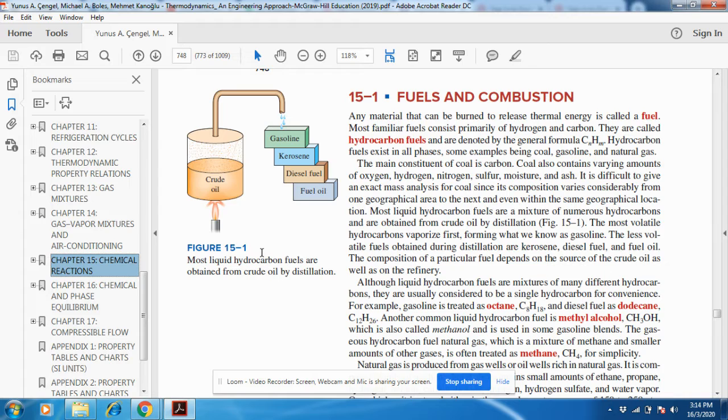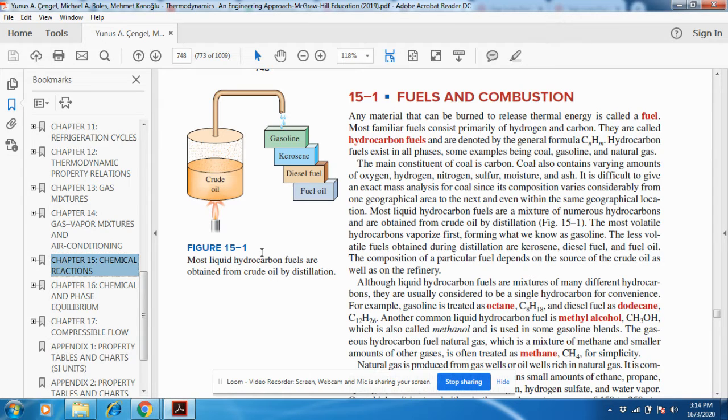adiabatic flame temperature process. So we are going to learn what we mean by the term fuel, what the oxidation process for the fuel is, and how to balance the chemical reaction equations describing the combustion process. We are going to learn how to estimate the amount of thermal energy which fuel liberates during combustion, and we are going to estimate the adiabatic flame temperature.